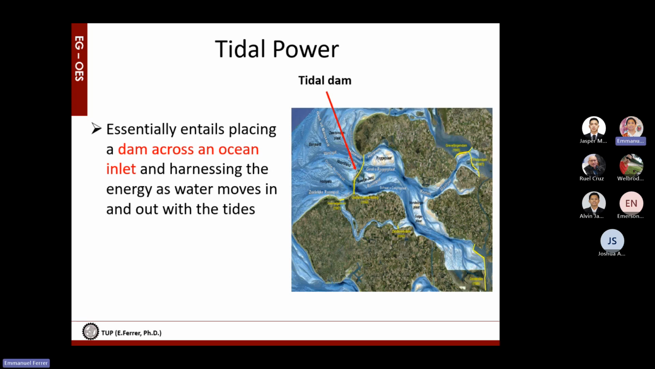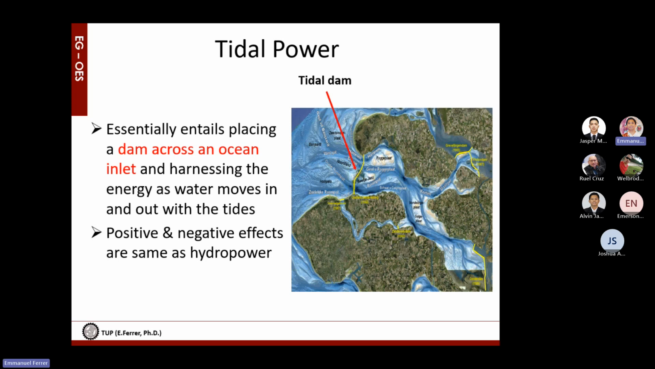And harnessing the energy as water moves in and out of the dam. So in and out, may side na mataas yung tubig at this time of the day, and then may side na sa kabila naman, different time of the day. Essentially, ganun yung nangyayari. And through those movements, you can harness or get energy from different tidal movement.